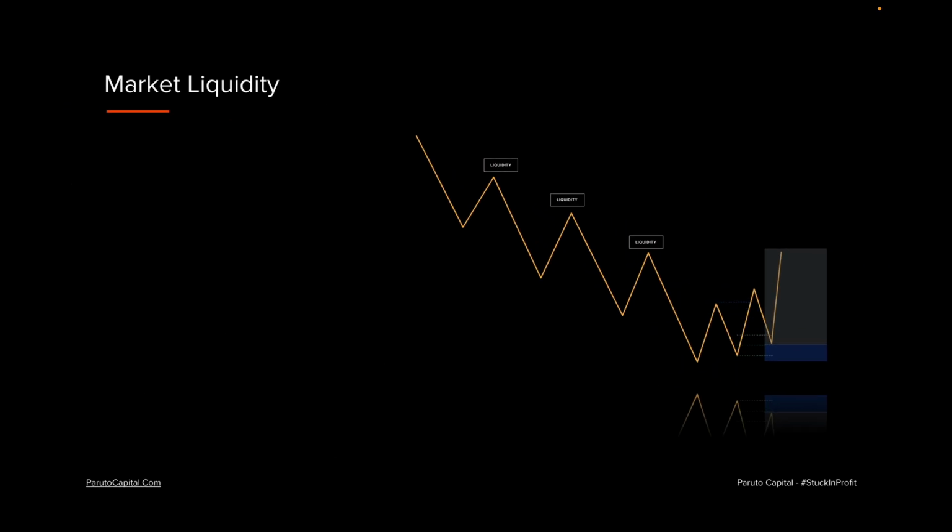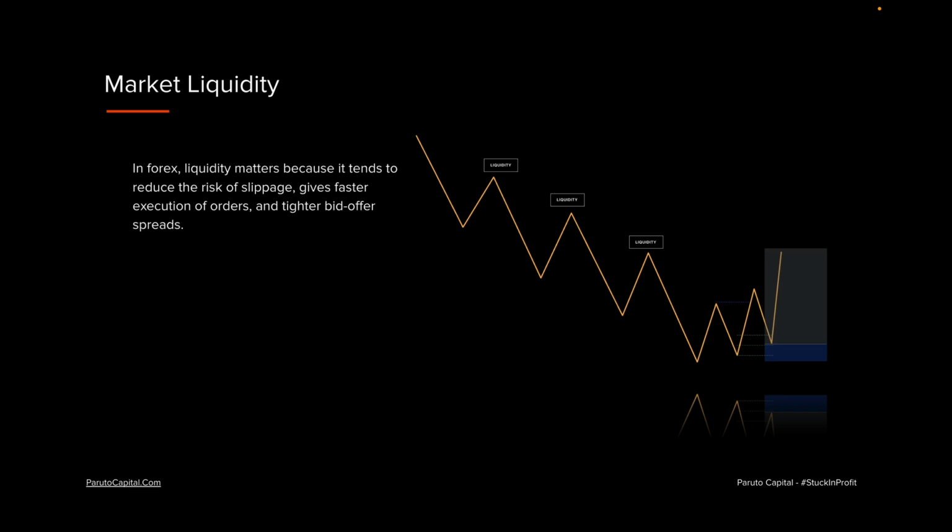Now, these are just general definitions. Now, we'll talk about market liquidity. In Forex, liquidity matters because it tends to reduce the risk of slippage, giving fast execution of orders and tighter bid-offer spreads. When the market is very liquid, it's easy for you to have your trades filled at the correct price. You don't have slippage, you don't have all the jumps and gaps and all of that. We're going to be looking much more in depth into all of this.